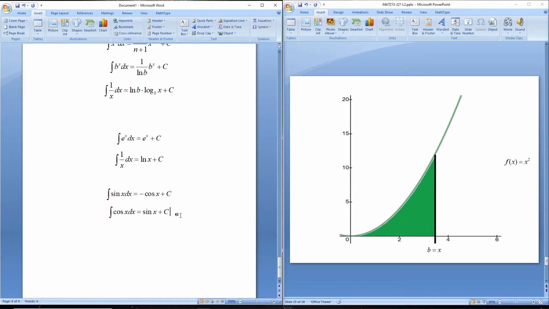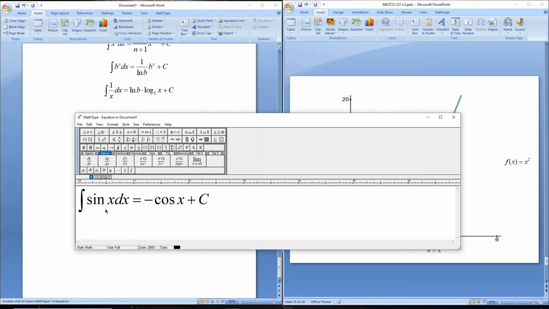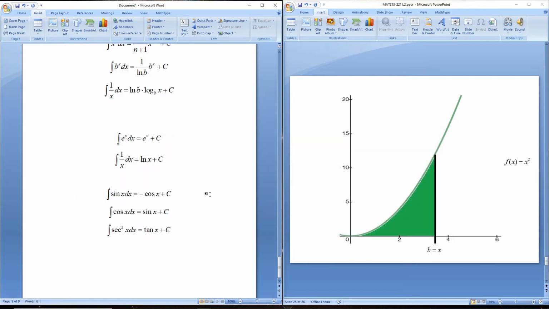And just to do a quick one more here, since there's also the tangent function. Now the tangent actually comes from secant squared. So the integral of secant squared, what derivative gives secant squared? Well, that's tangent. Now the integral of tangent is usually a homework type of problem, and so I'm going to leave that for the 221 people.